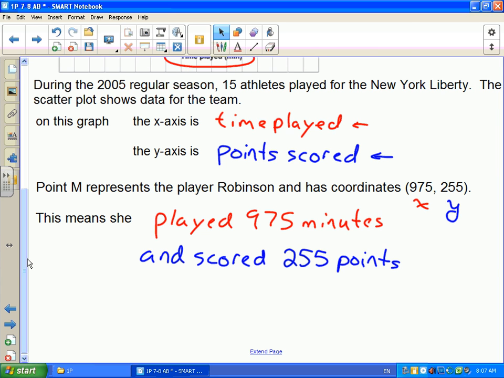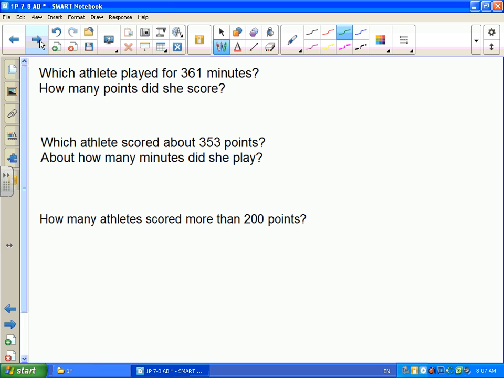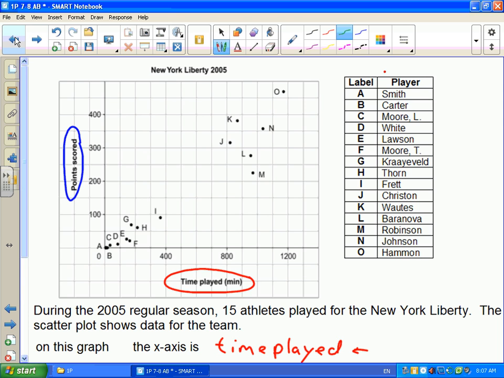So let's take a look at a couple of other questions that we can use this graph to answer. Which athlete played for 361 minutes, and how many points did she score? Well, let's go back to our graph here, and we want to find 361 minutes. The number of minutes is time played, so we're going to be down here on our x-axis. We see 400 here, so this is going to be 100, 200, 300, 360 would be right about here.